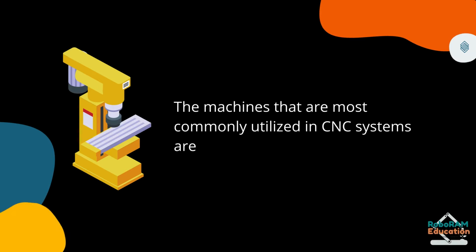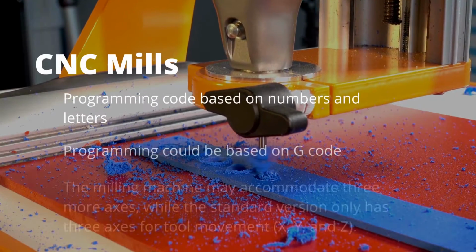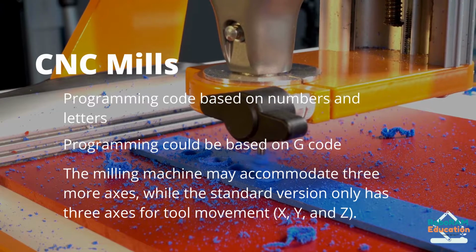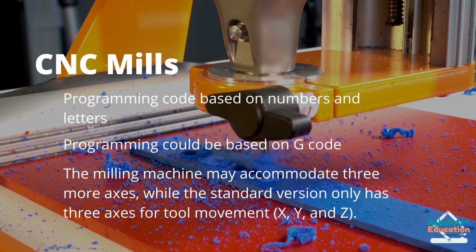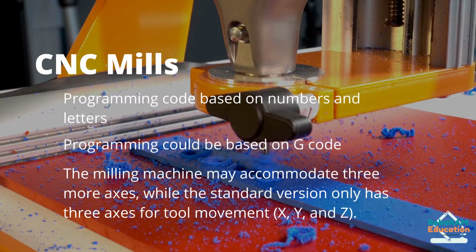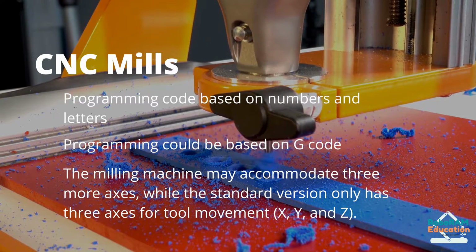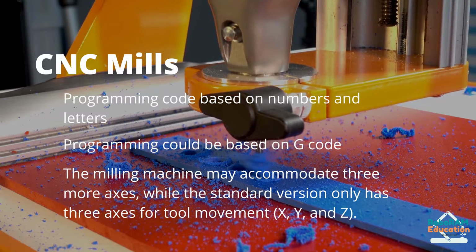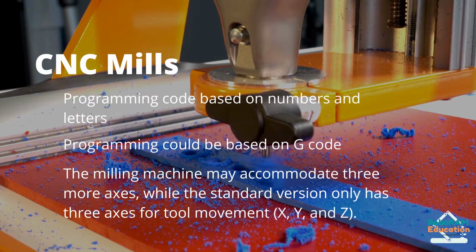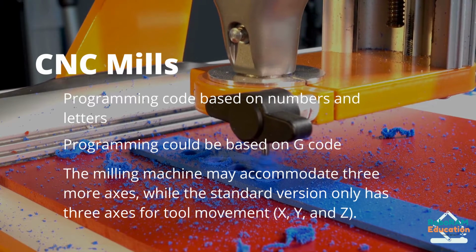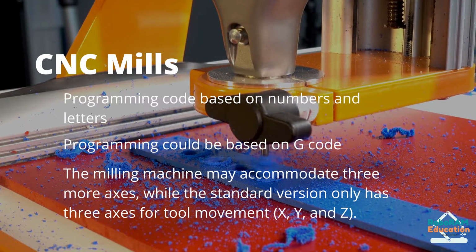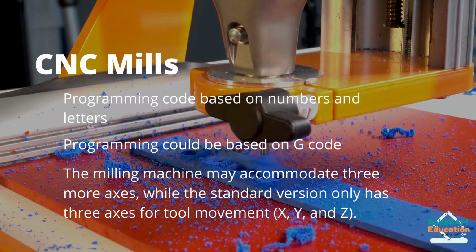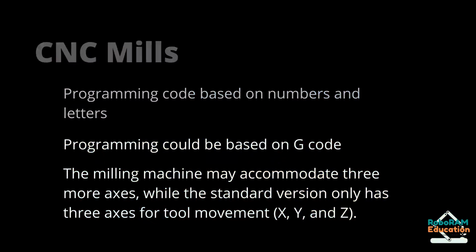The machines that are most commonly utilized in CNC systems are CNC Mills. CNC mills can run programs made up of number and letter prompts that guide components across different lengths. A mill machine's programming could be based on G-code or a proprietary language developed by a manufacturing team. Basic mills have three axes, X, Y, and Z, while most contemporary mills can accept three more axes.